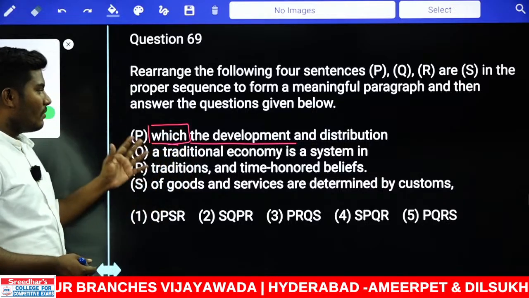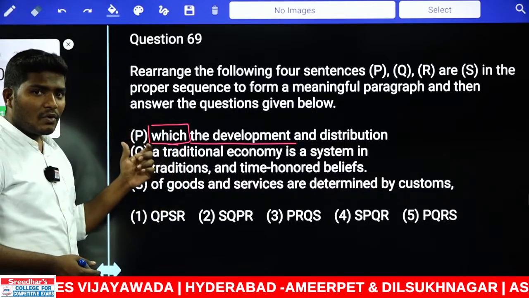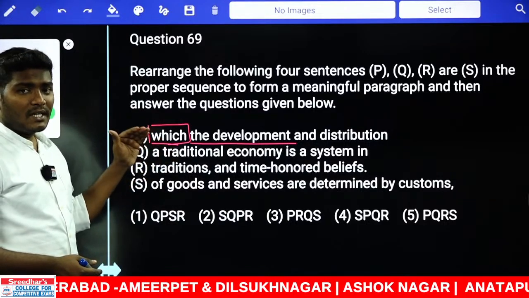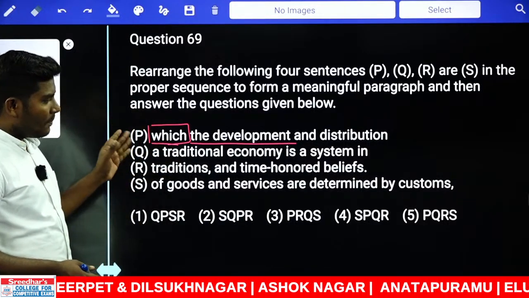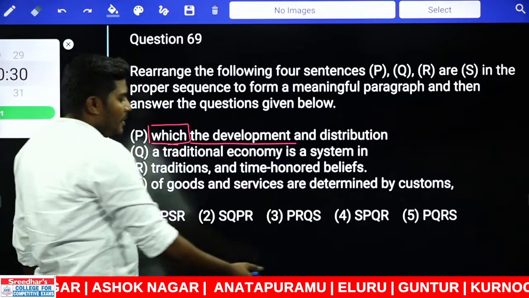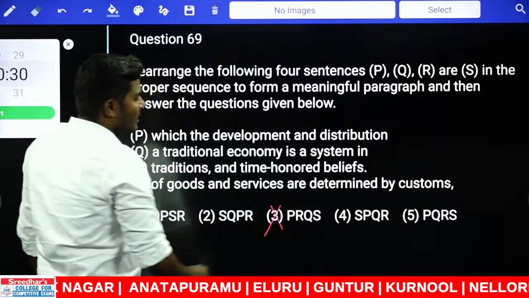But here, what do you have? This is not a question. This is just an interrogative starter, but it is not exactly even an interrogative word. That is a relative pronoun which is connecting to the previous sentence. That means we can clearly say P cannot be the beginner. If P cannot be the beginner, we can eliminate the third option.